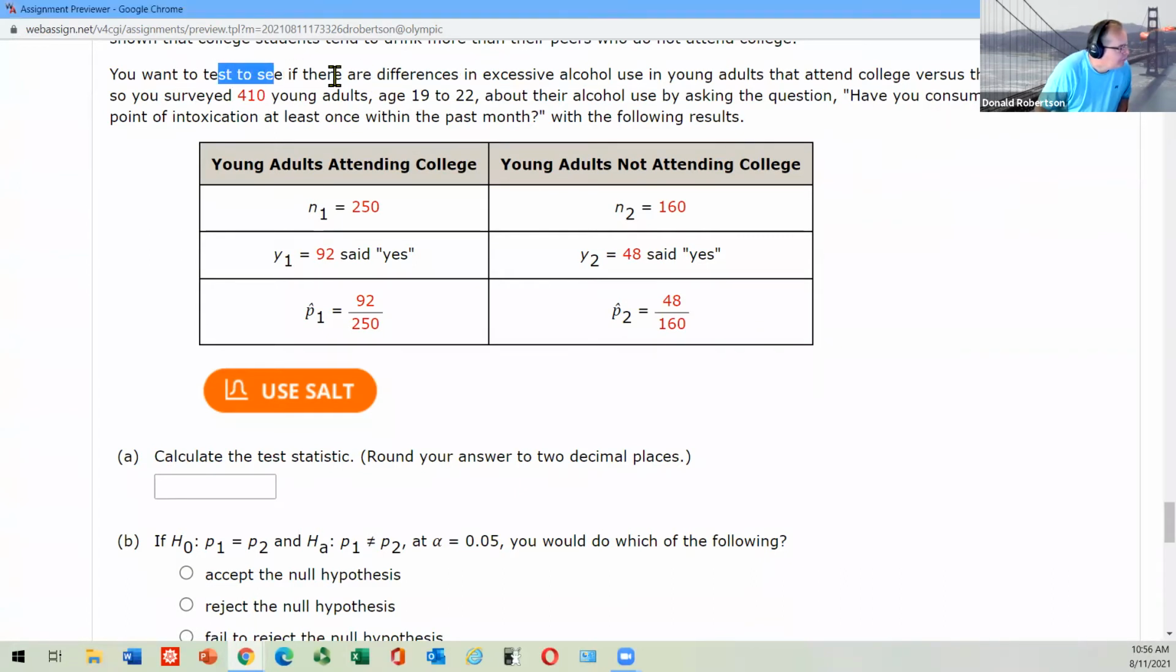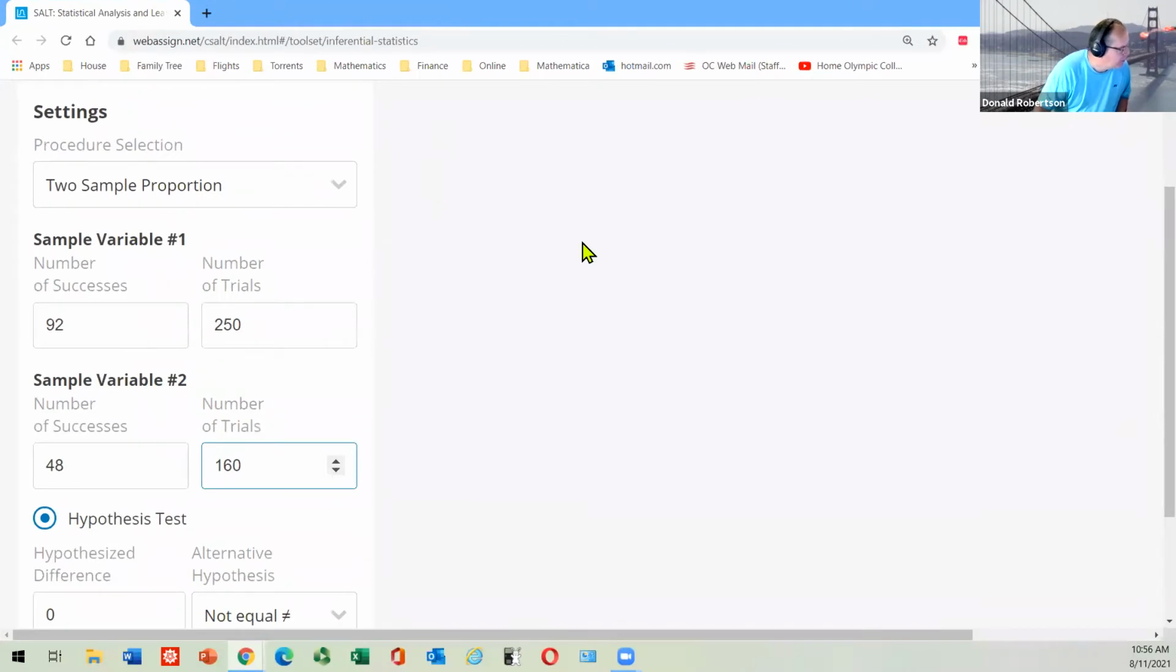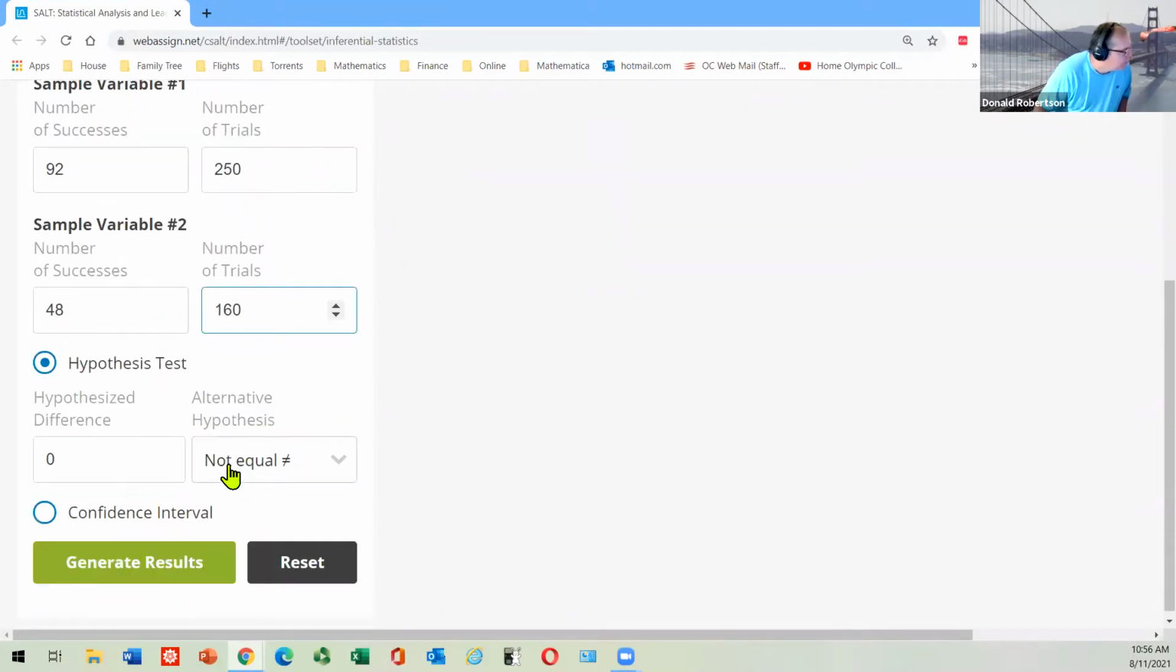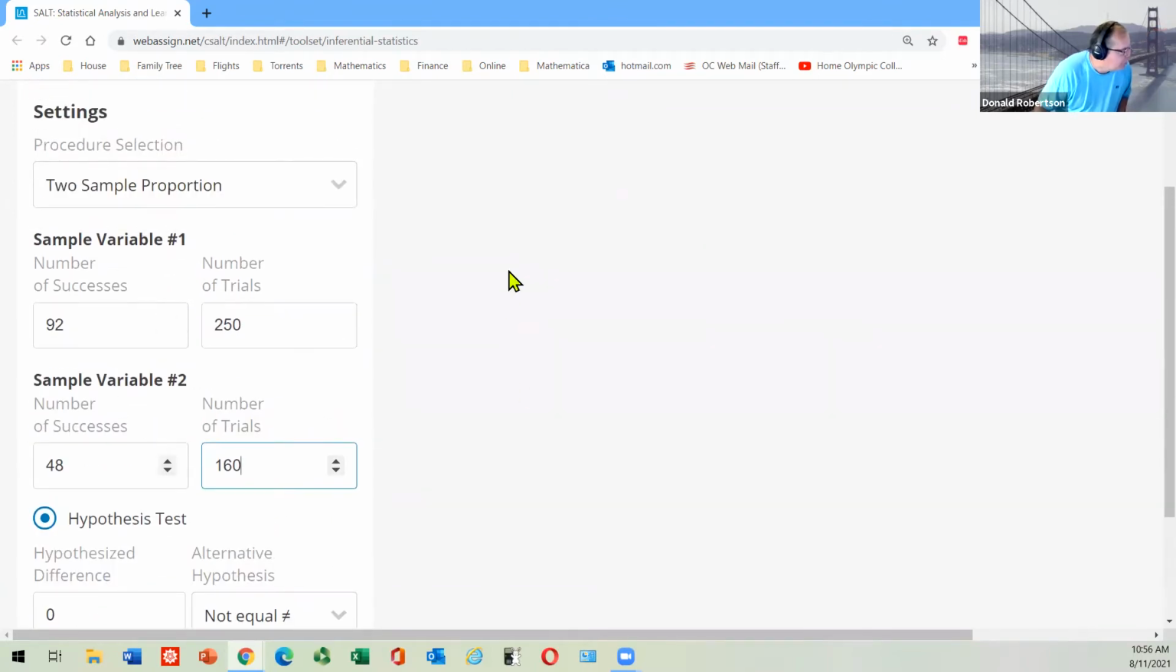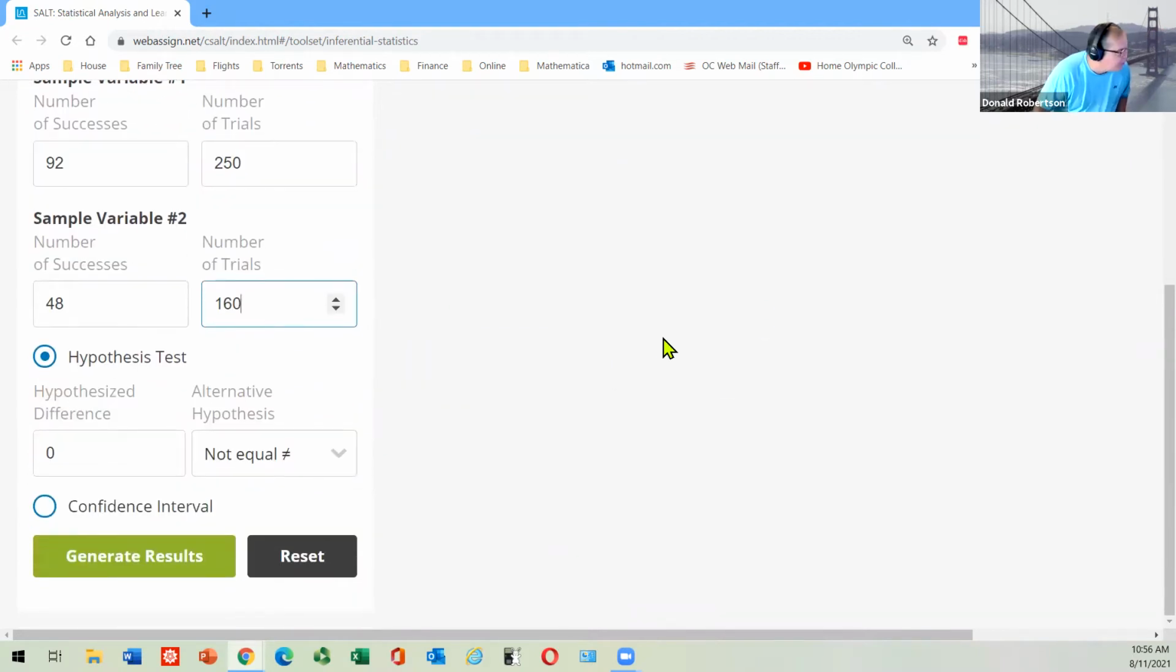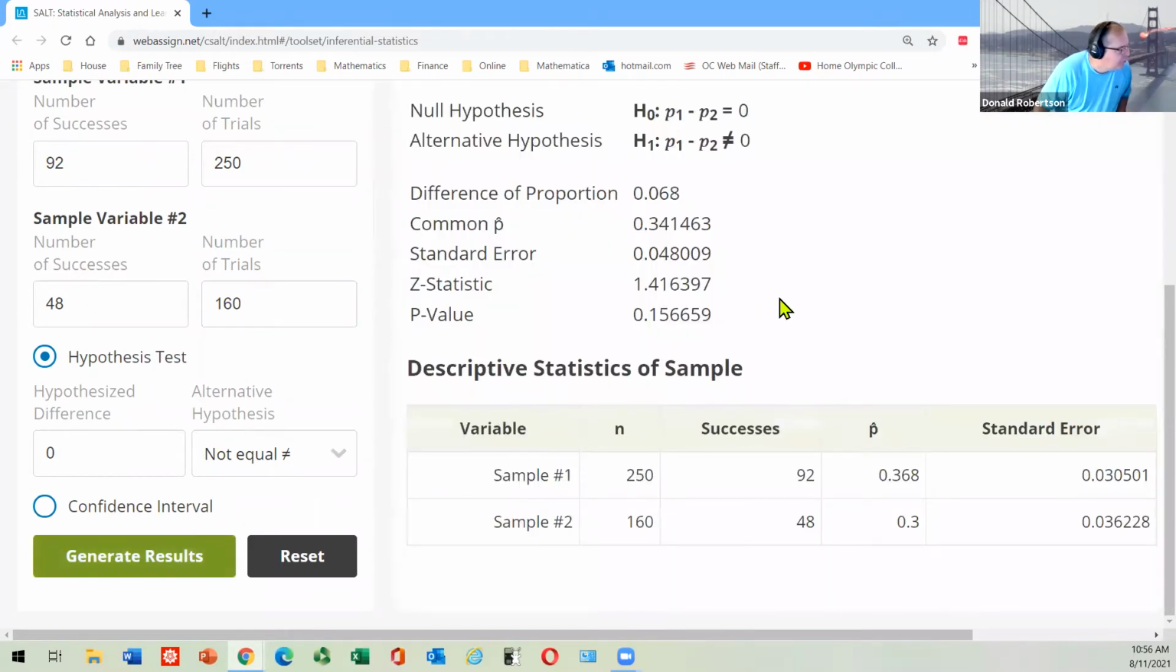And we're being asked here to test to see if there's a difference. So we're not being asked to test, is it bigger or is it less, but just that they're different. And because of that, won't we use a not equal to? Even although the data probably strongly suggests that the college students drink too much, we're not being asked to prove that. We're only being asked to prove that they're different. So I'm going to generate results.